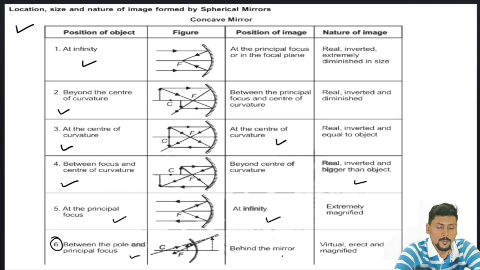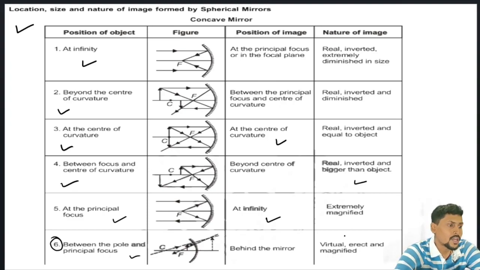If the image is formed in front of the mirror, it will be a real image, but if the image is formed behind the mirror, that will be the virtual image. And a virtual image is always erect. A real image is always inverted. A virtual image is always erect. And if a concave mirror produces a virtual image, that image will be a magnified image.